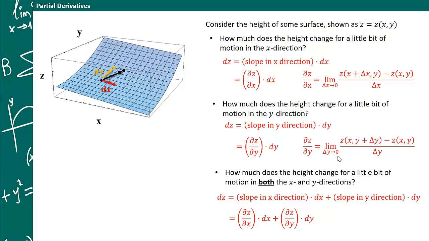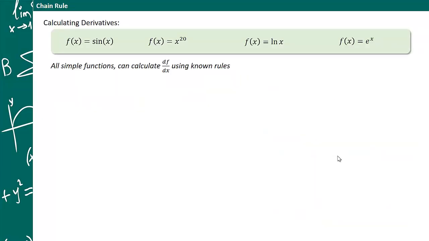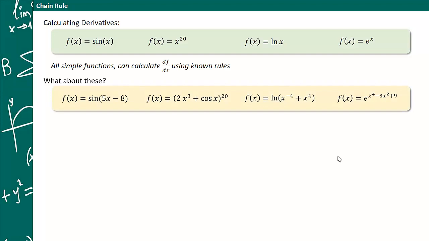I want to talk now about what seems separately like a different topic, but it's going to relate in just a minute, which is the idea of the chain rule. So if I want to calculate derivatives of functions, say the functions that I have here, these are all simple functions, and I can calculate the derivative df dx using known rules that we know of. But what about functions that are a little bit more complicated?